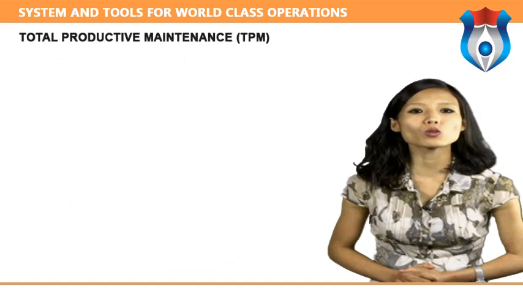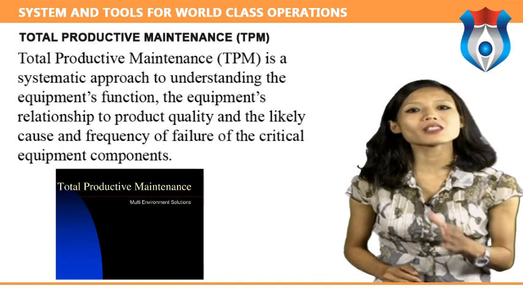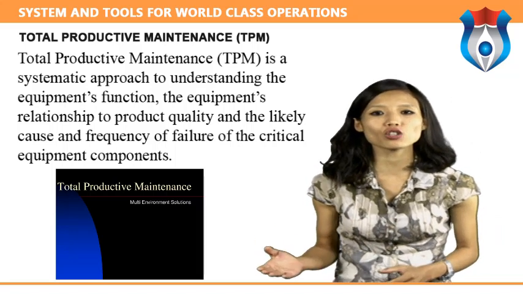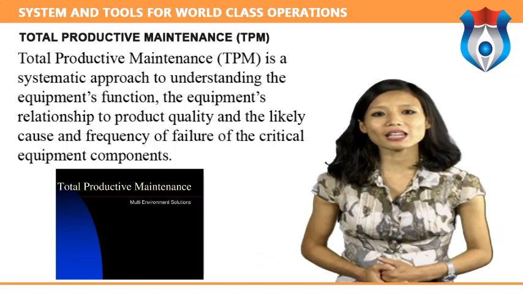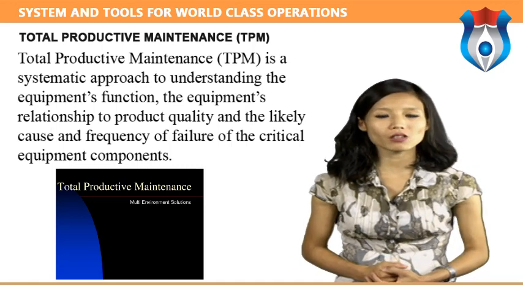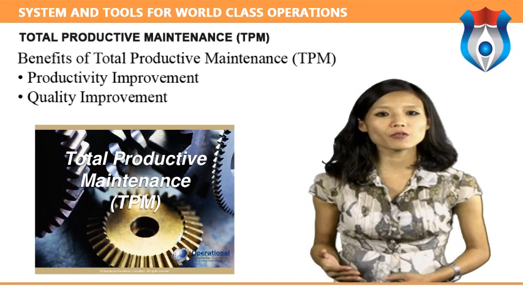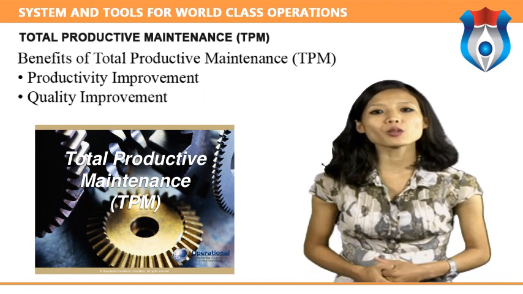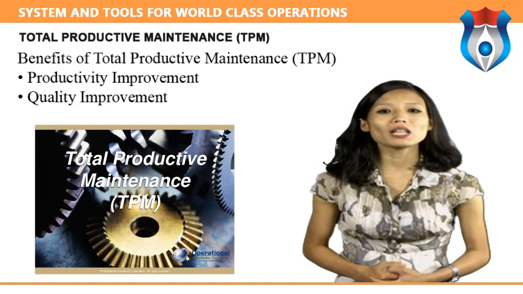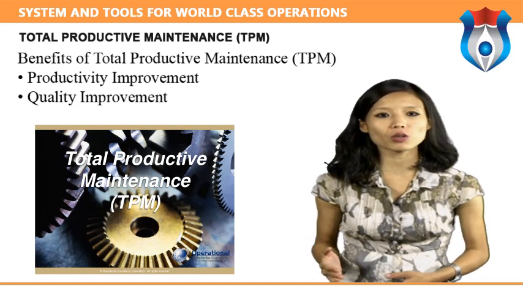Let us now talk about total productive maintenance. Total productive maintenance, TPM, is a systematic approach to understanding the equipment's function, the equipment's relationship to product quality, and the likely cause and frequency of failure of the critical equipment components. Benefits of total productive maintenance, TPM, are productivity improvement. Productivity is improved through fewer losses in the company. Quality improvement. Quality is improved as a result of reduced failures and malfunctions.